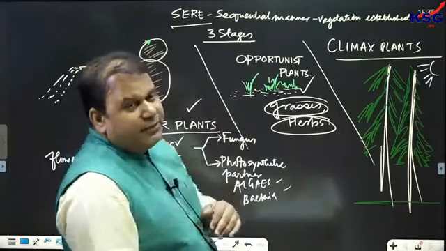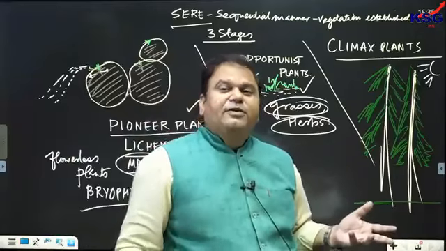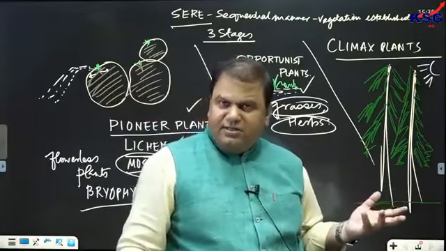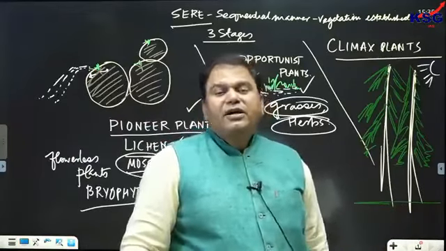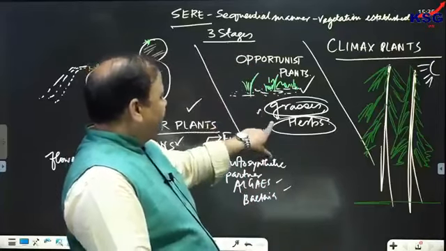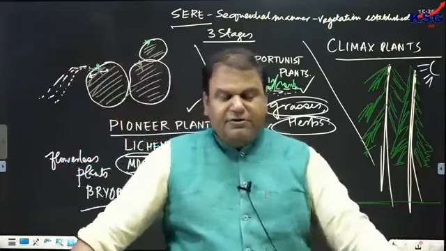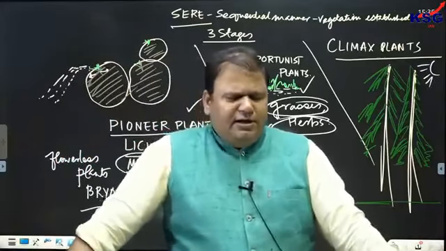It means that they are acting for themselves only. So since they are acting for themselves only, they are selfish in nature. That's why it is referred to as opportunist plant. So grasses, herbs would be falling under the category of opportunist plant. Clear?